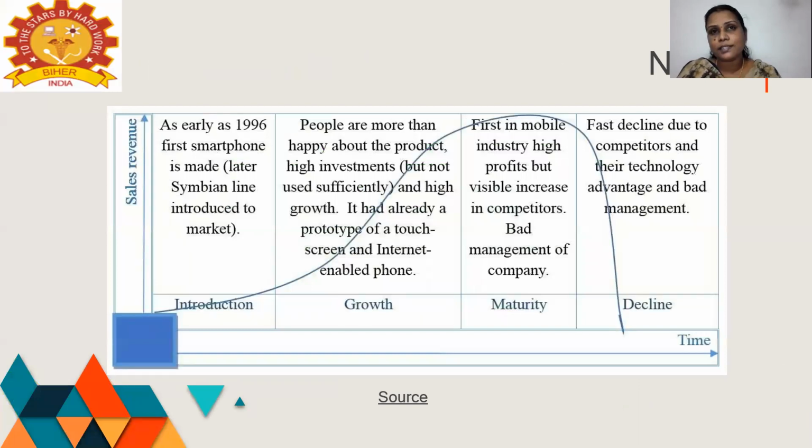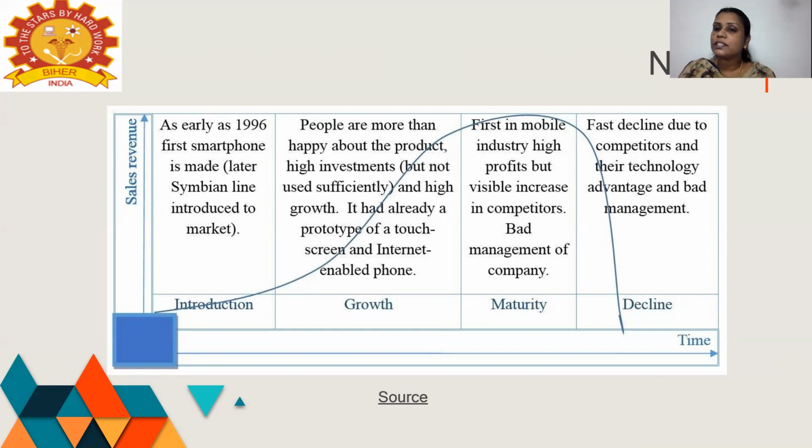And then we have Nokia's example, where the concept of product life cycle is discussed in this figure with Nokia. Now Nokia introduction as early as 1996, the first smartphone was made. Then at the growth stage, people were more than happy about the product. High investments happened and it saw high growth, and it already had a prototype for a touch screen and internet enabled phone. It had a prototype during the growth stage itself. Then maturity, first in the mobile industry, high profits but a visible increase in competitors. And then bad management of the company. Therefore, decline, fast decline due to competitors.